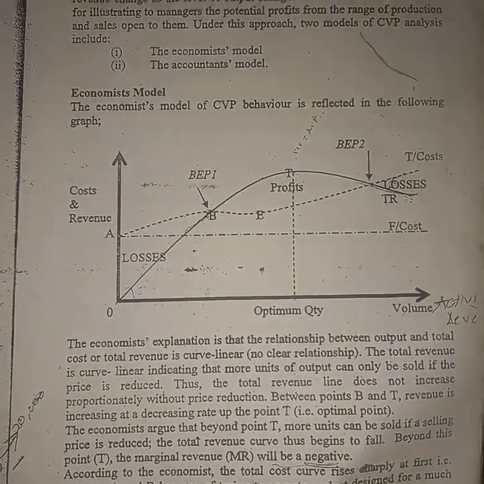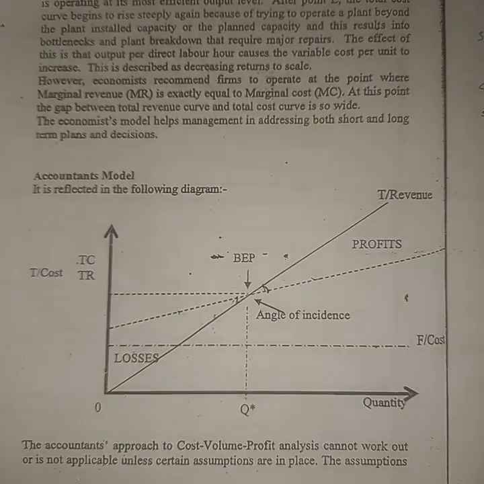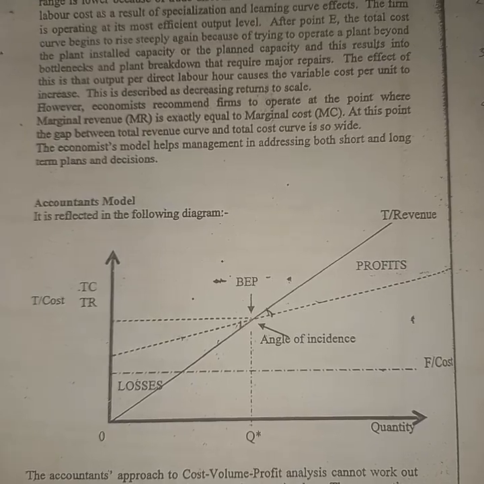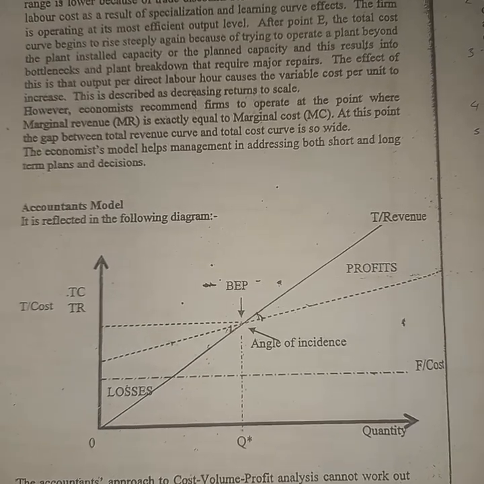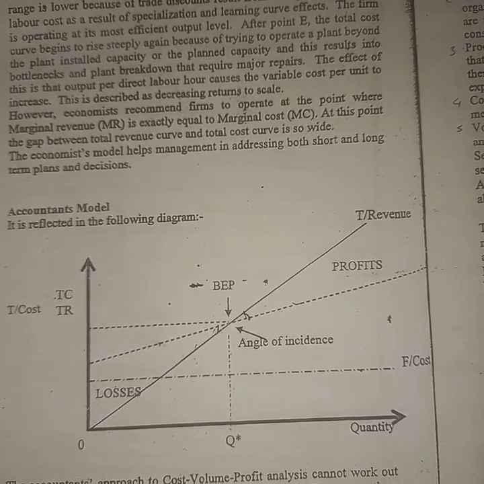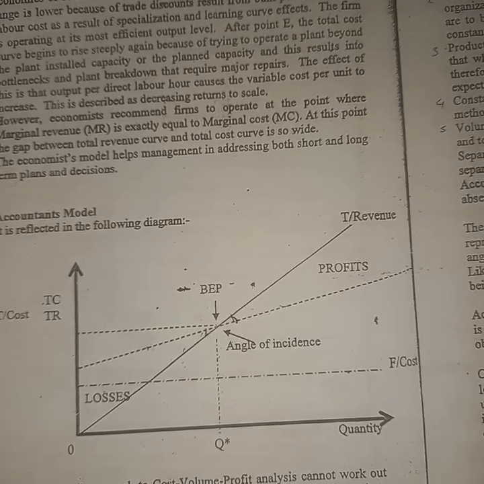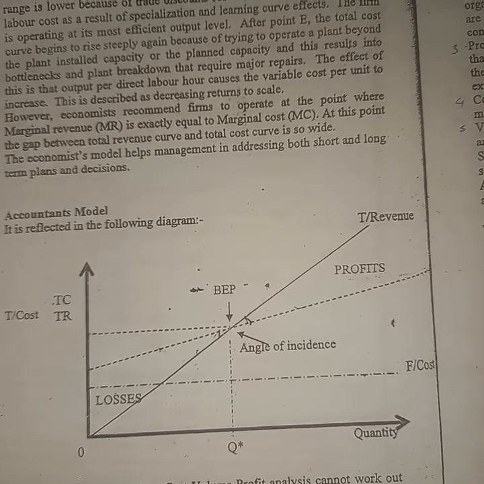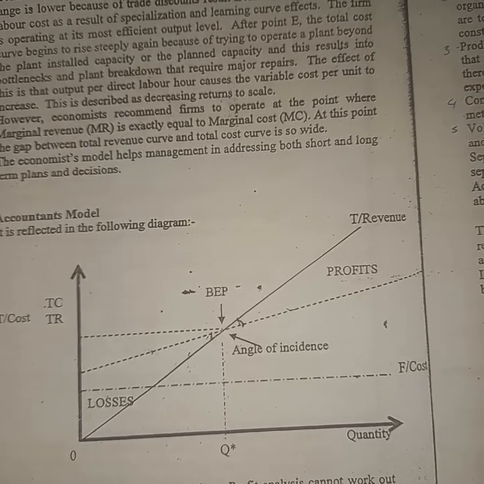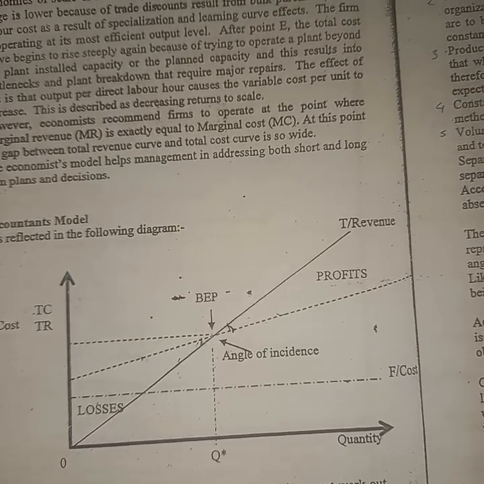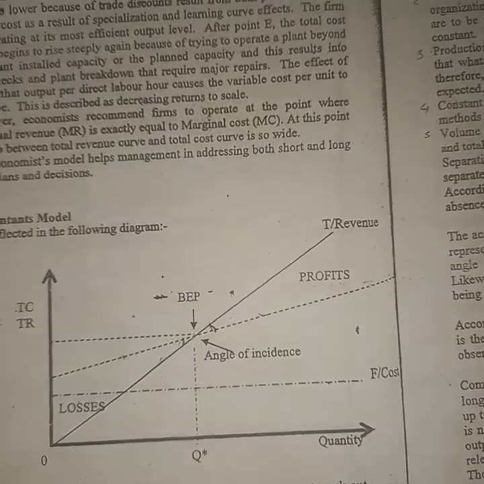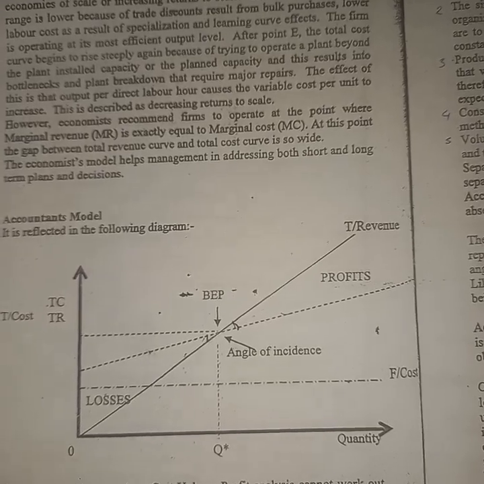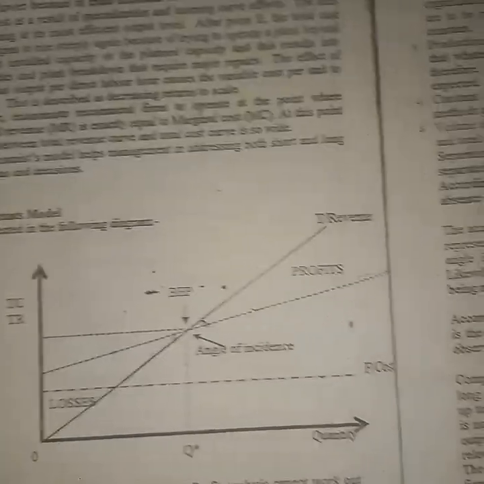So I want us to look at the accountant's model. For the accountant's model, it's quite different from the economics model. First of all, they assume that the revenues will rise perpetually without decreasing. It will be a perpetual increase. They also assume that the total cost will always rise perpetually. So they have profits rising perpetually, revenues increasing perpetually, and costs rising perpetually.